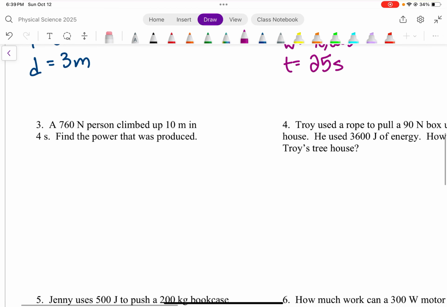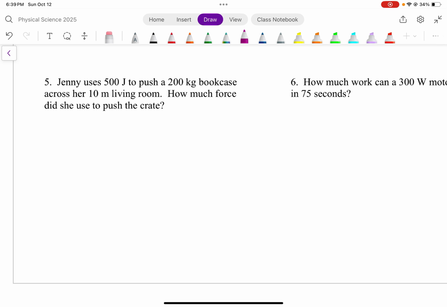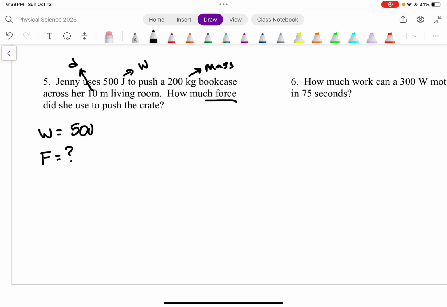Let's maybe look at number 5. It tends to cause some issues. Number 5, let's see, 500 joules, that's work. 10 meters, that's a distance. 200 kilograms is mass. How much force? So force is my question mark. I know work is 500 joules, and I know distance equals 10 meters.